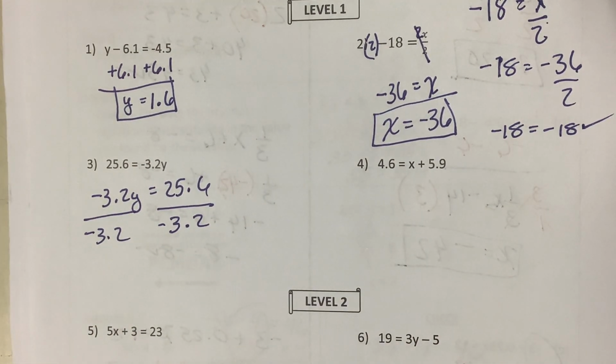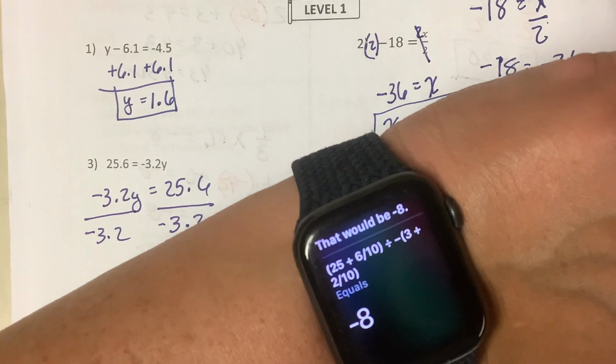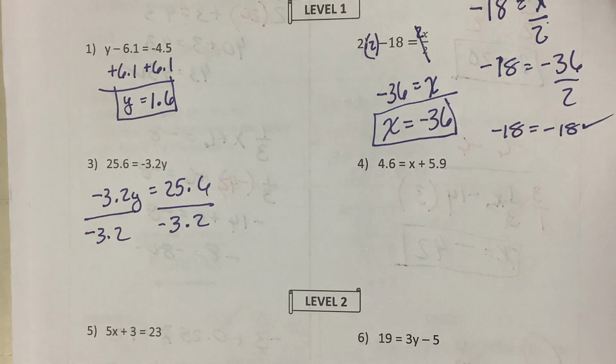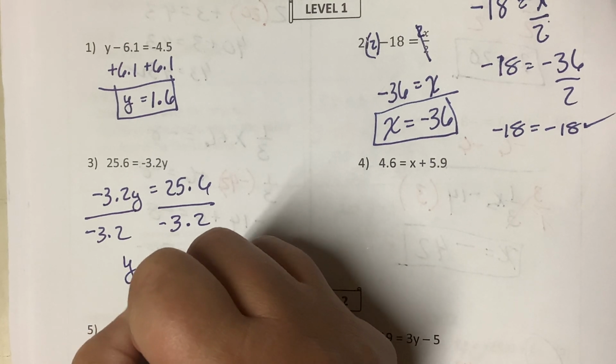All right, so I don't have my calculator with me. What do I have? Oh, I have Siri. Hey, Siri. What is 25 and 6/10 divided by negative 3 and 2/10? There she is. That would be negative 8. Thank you, Siri. So y equals negative 8.